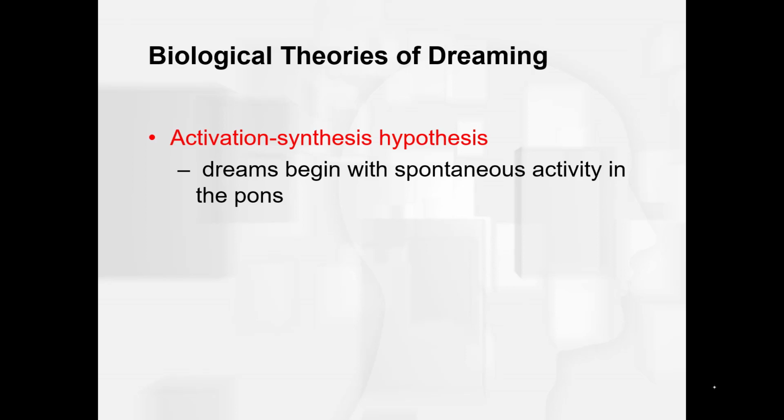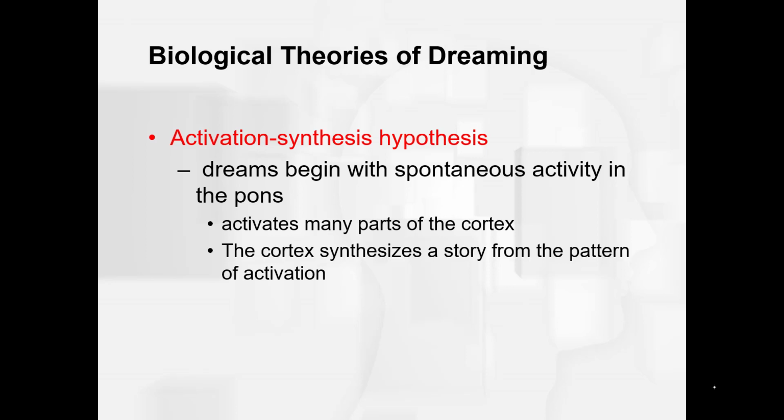Also, the pons is going to be stimulating other parts of the brain, in particular the cortex. When you're activating many parts of the cortex, it feels this need, this is the part of the theory, to synthesize that into forming a pattern. That's why the stories don't always make sense, because we have these different parts of the brain being activated, and then it just synthesizes a story from that. So again, that's the activation synthesis hypothesis.